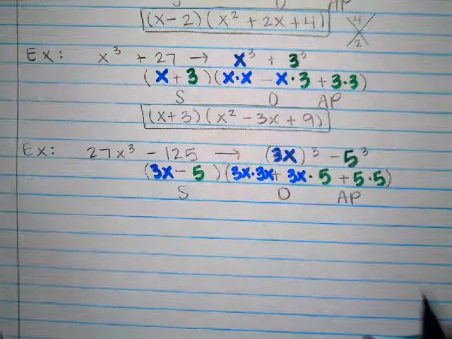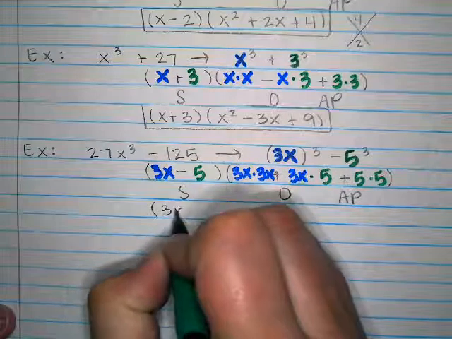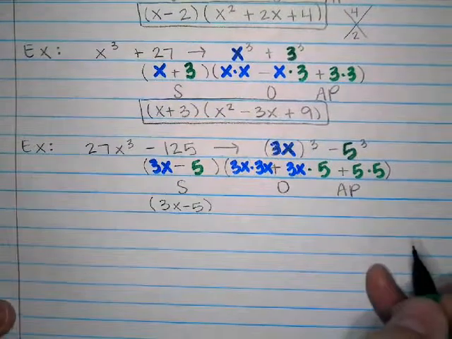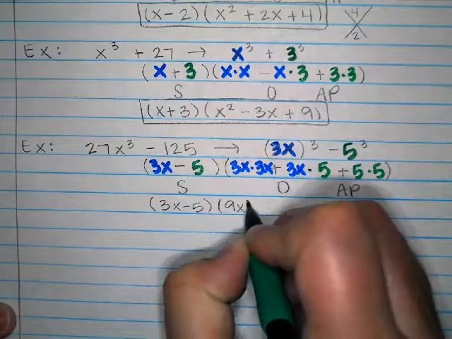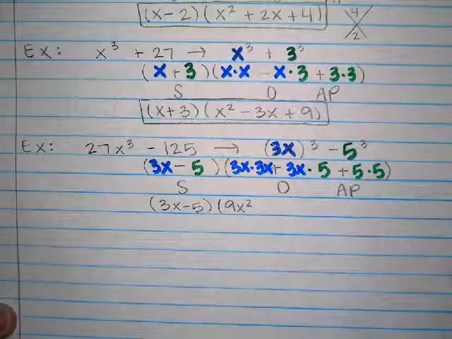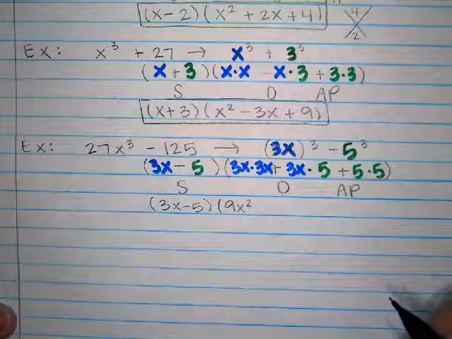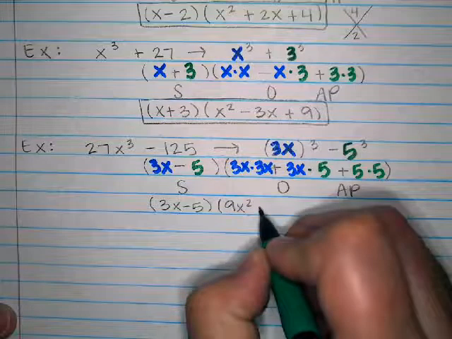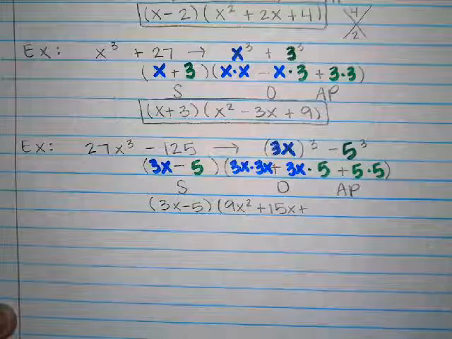And now what should I do? So we got 3x minus 5. Nine x squared. 15x. 25.